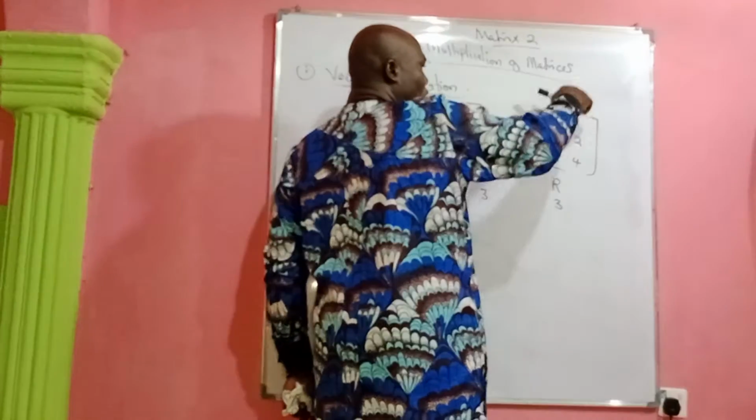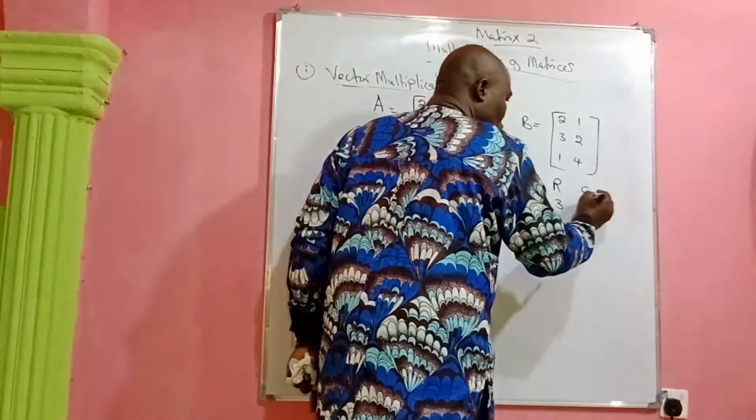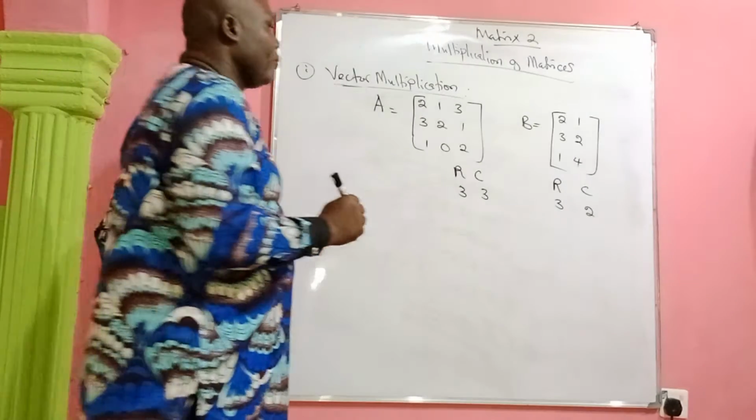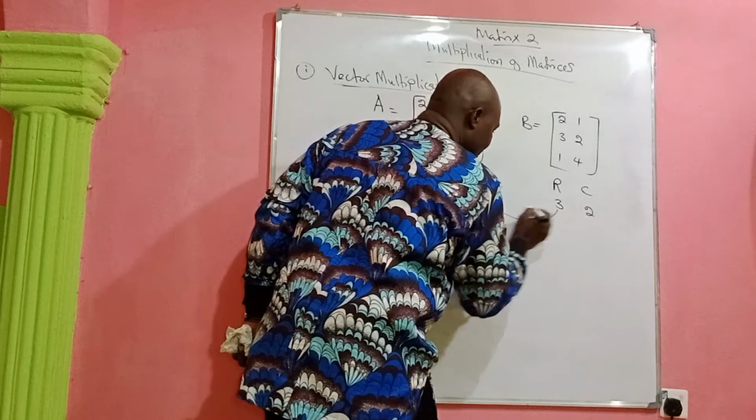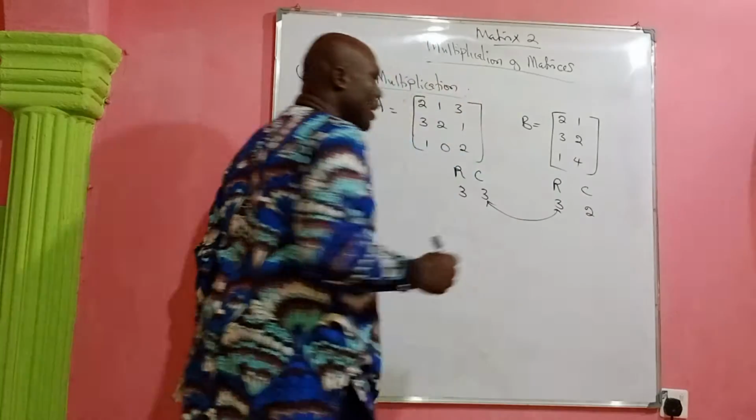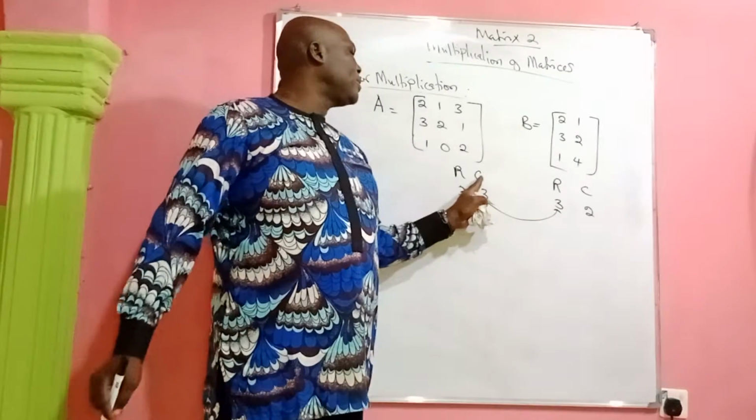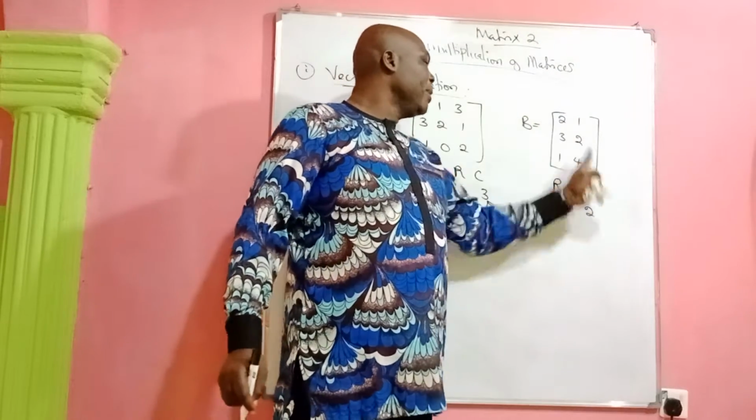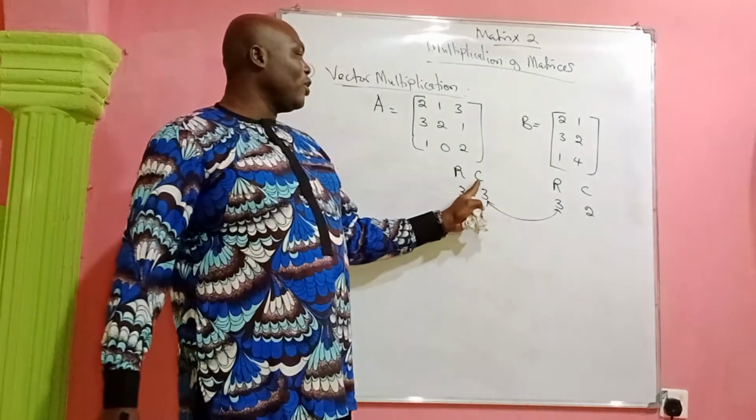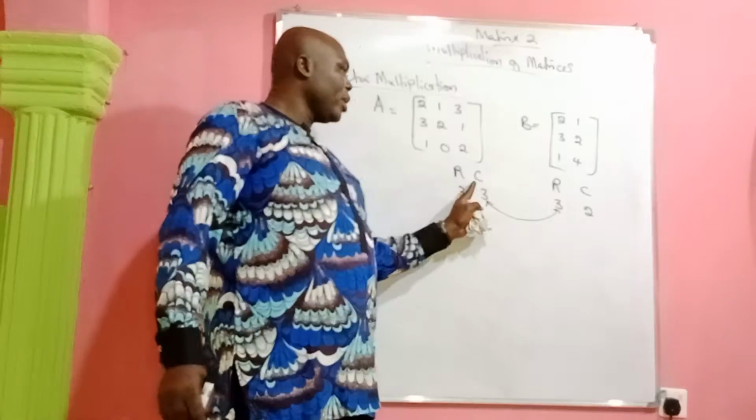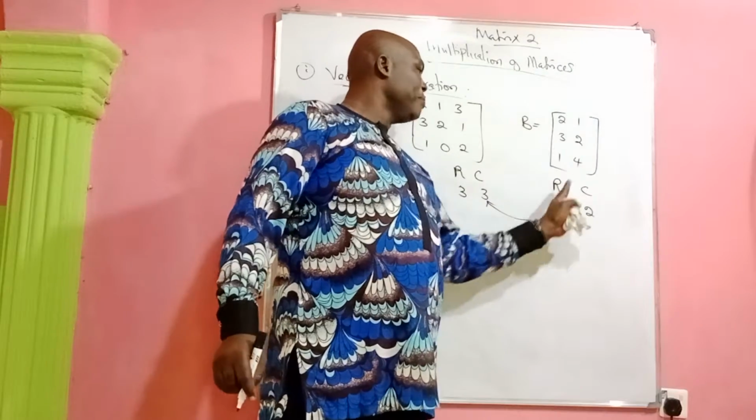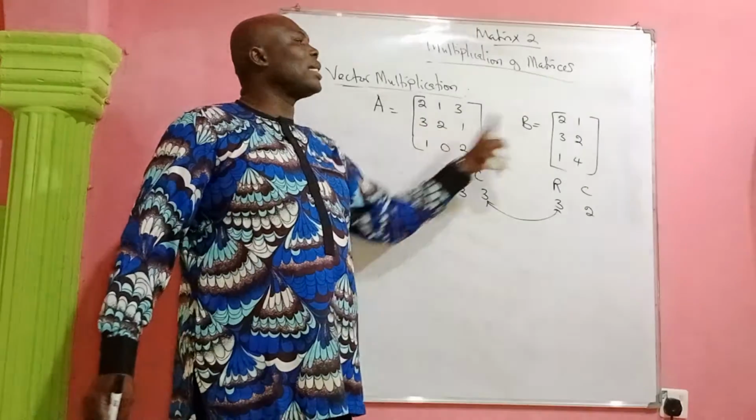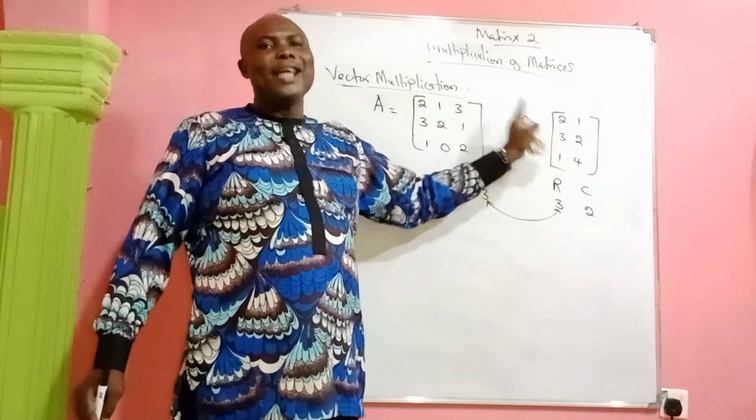And then how many columns do we have? Columns. So for you to multiply the given matrices, you must consider this: the number of columns in matrix A must equal the number of rows in matrix B. And of course, you can see that the number of columns in matrix A equals the number of rows in matrix B, 3 and 3. So it means that the two matrices are conformal. You can go ahead to multiply.